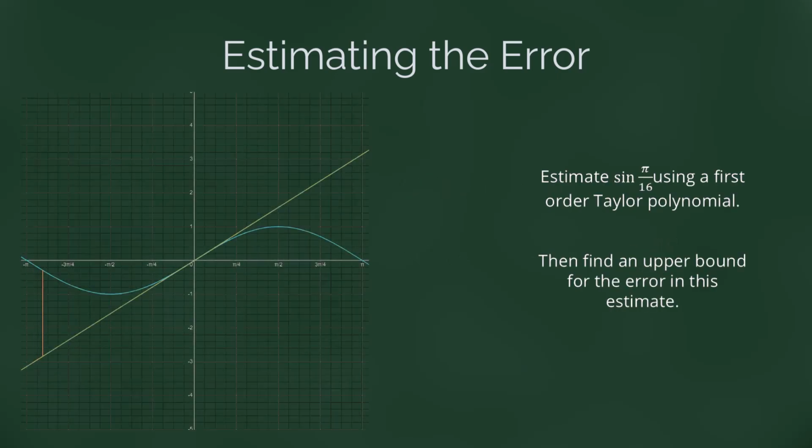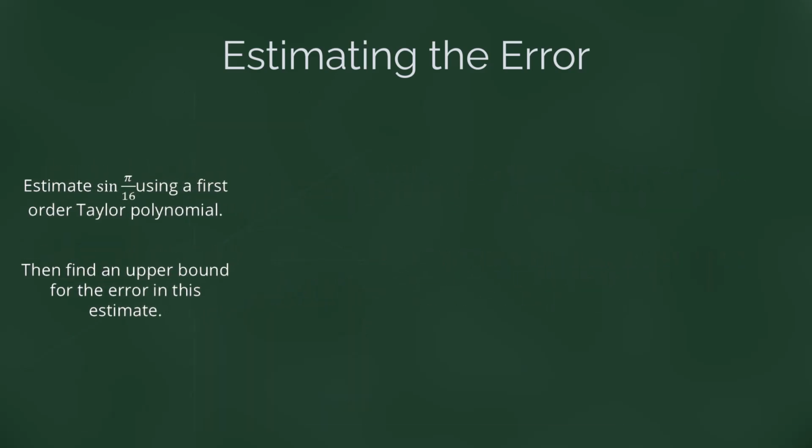We saw earlier that the linear approximation, the first order Taylor polynomial approximation for the sine function, provided a fairly reasonable estimate for that function for values that were close to 0. So let's use that to estimate the sine of pi over 16 using a first order Taylor polynomial, and then let's use our error bound to find an upper bound for the error in that estimate.